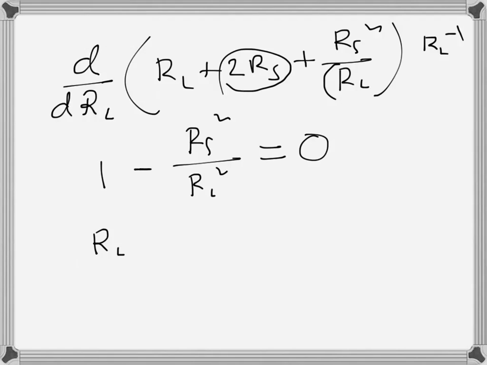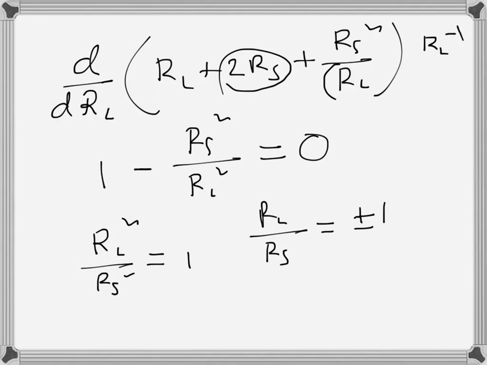So RS squared over RL squared is equal to 1, or RS over RL is equal to plus minus 1. That means the line resistance will be equal to plus minus RL. Since we are considering only a resistive circuit, we just take the positive value.